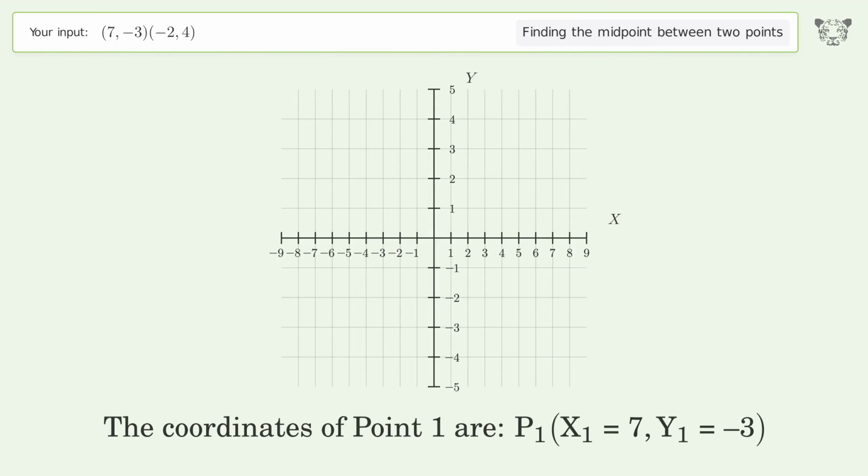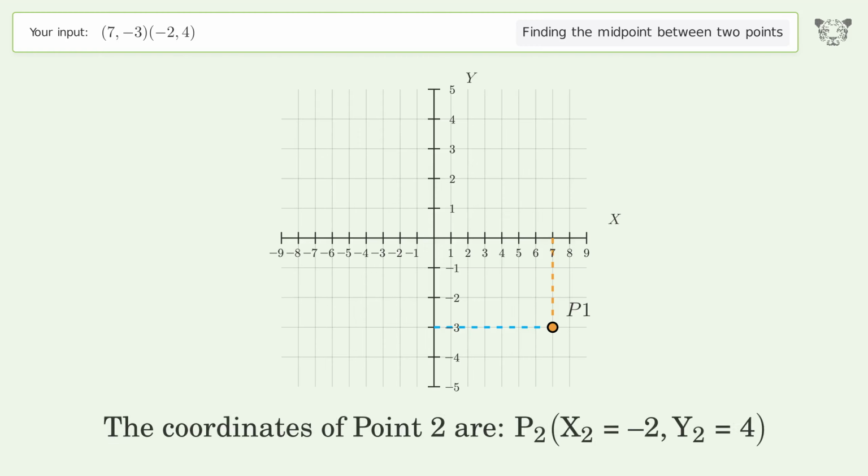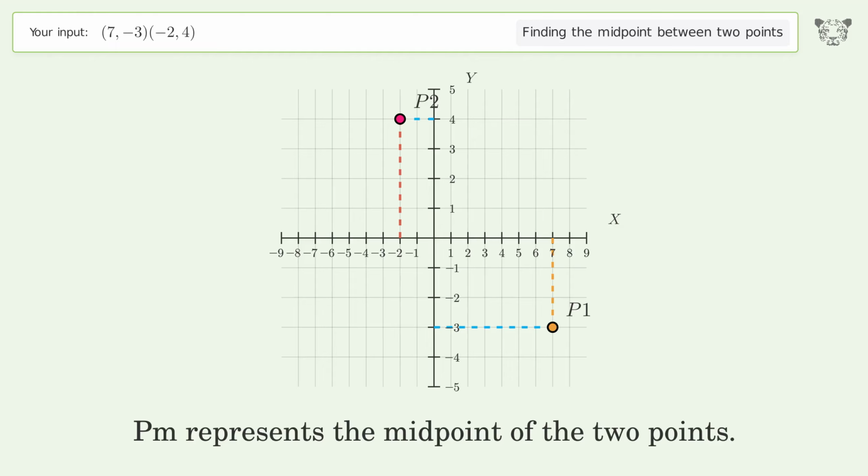The coordinates of point 1 are x1 equals 7, y1 equals -3. The coordinates of point 2 are x2 equals -2, y2 equals 4. PM represents the midpoint of the 2 points.